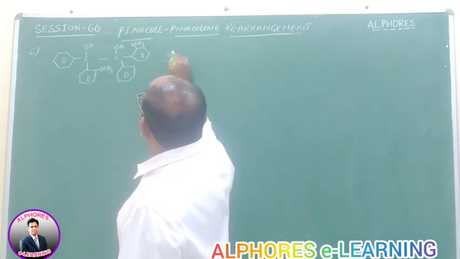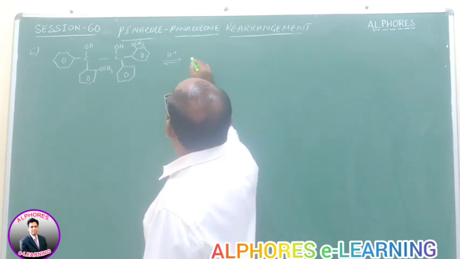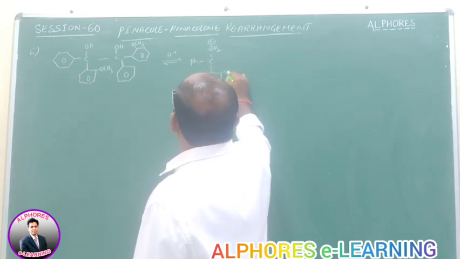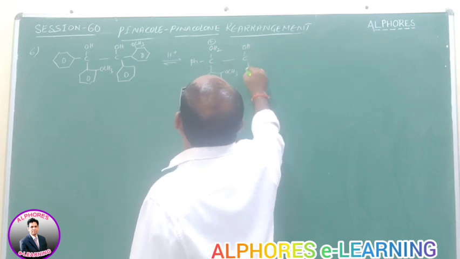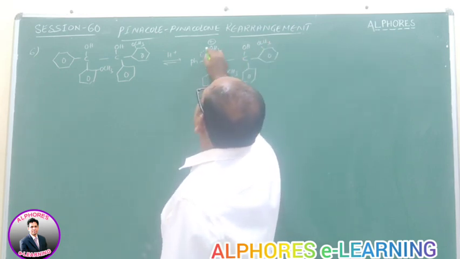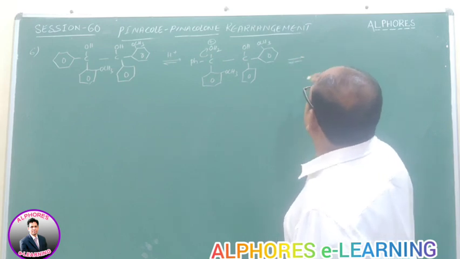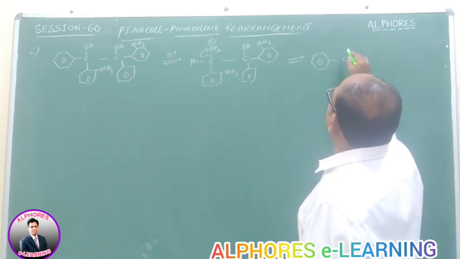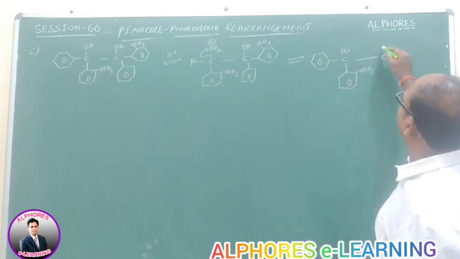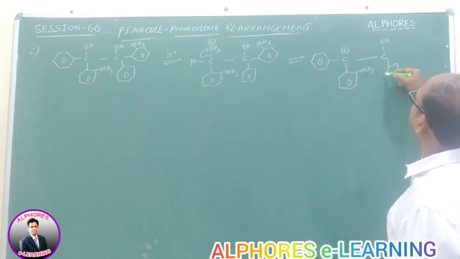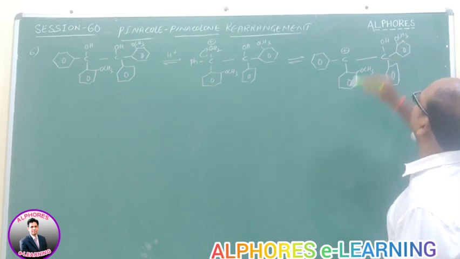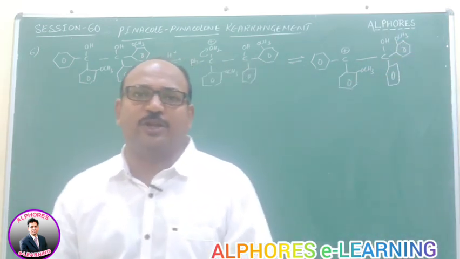Now what happened here? H plus. One of the OH groups gets protonated, say converts into OH2 plus, and OCH3. Here OH, and this one is going to attach to phenyl and OCH3. Now this one will leave away, and ultimately we are getting a carbocation. Phenyl group, carbocation, here OCH3, and this one consists OH, phenyl and ortho-methoxy. So after formation of this carbocation, which group is going to migrate?